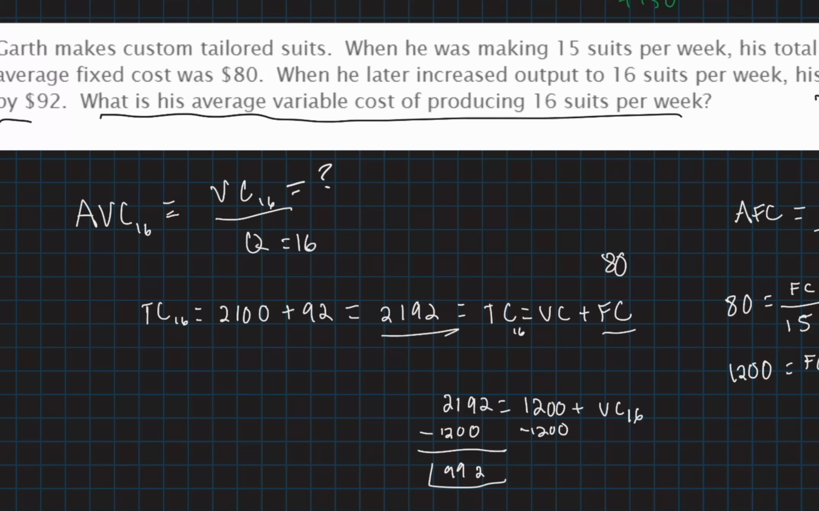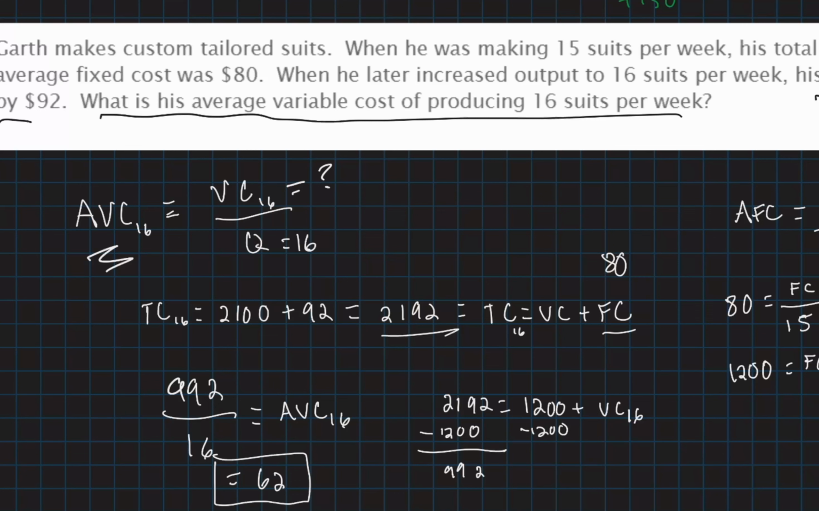So 992. That's not my answer yet. I need the average variable cost. So I take 992 divided by 16. That should give me the average variable cost of 16. Oh geez, I definitely don't know this. This is when a calculator comes in handy. So 992 divided by 16. Would you look at that? 62. And that should be our answer.